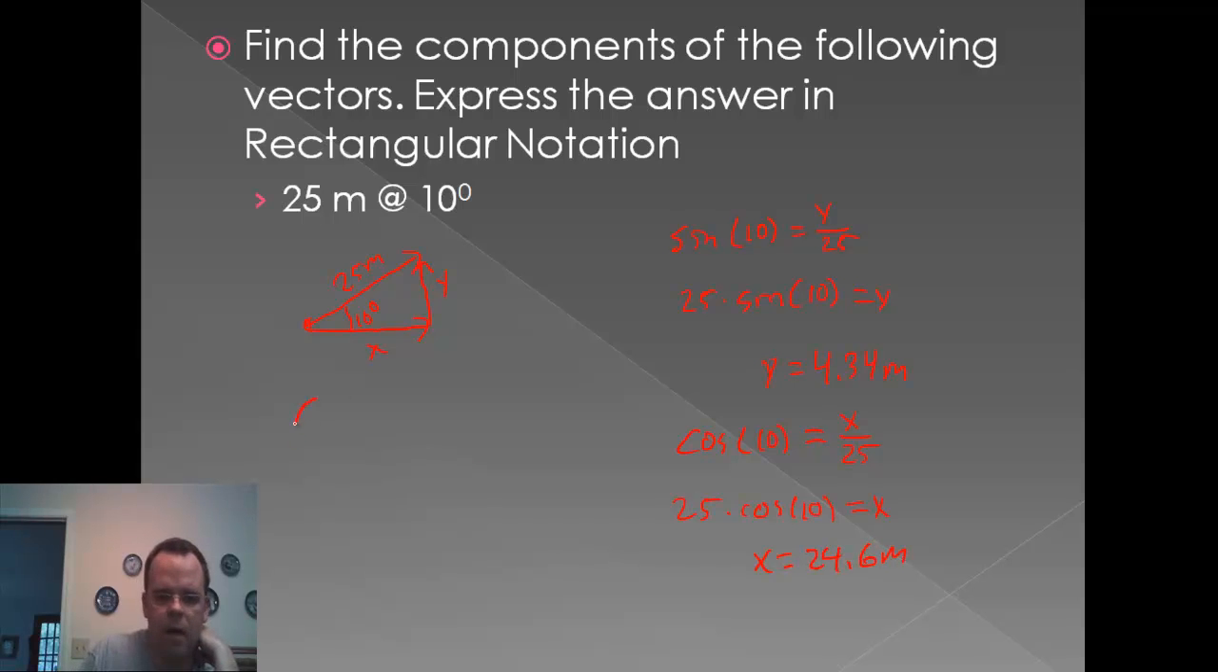So in this case, our x, positive to the right, is 24.6 meters. Our y, positive, is 4.34 meters. So there's two examples of breaking down our polar notation into rectangular notation. There will be another video up which does the opposite, going from rectangular notation to polar.